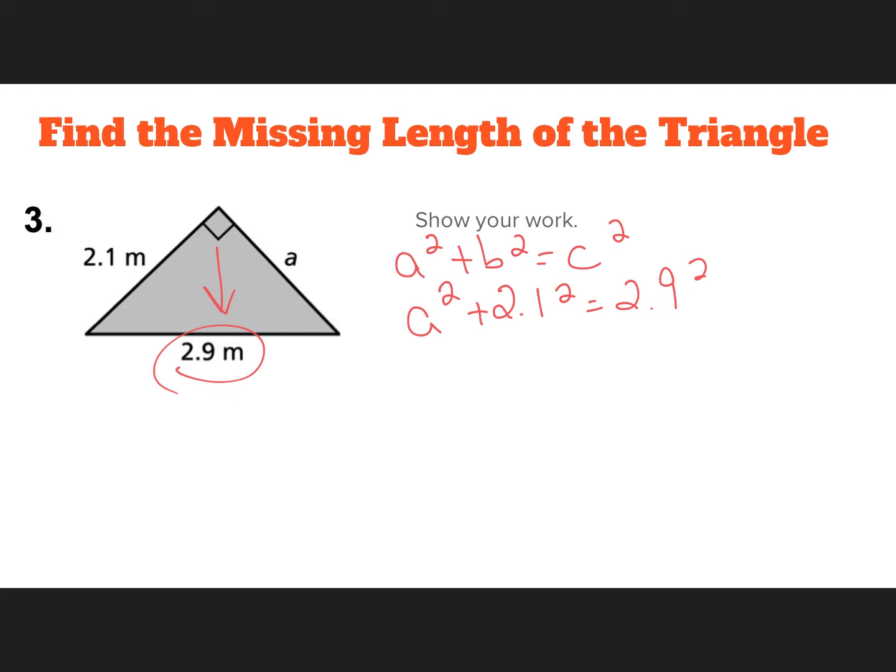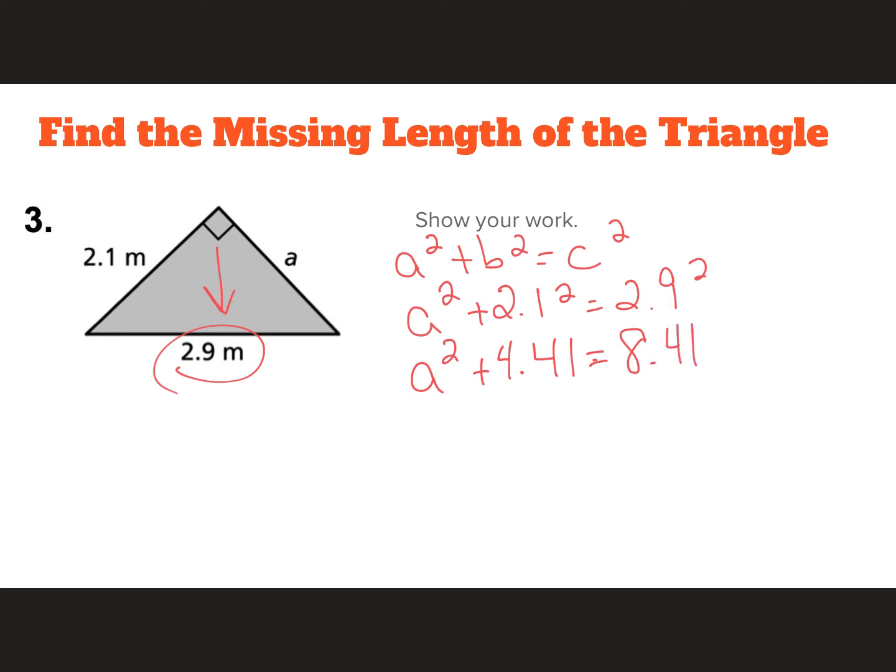So I'm going to square these. I'm going to use a calculator for this. So I get 2.1 squared is 4.41. So I have A squared plus 4.41 equals, 2.9 squared is 8.41.